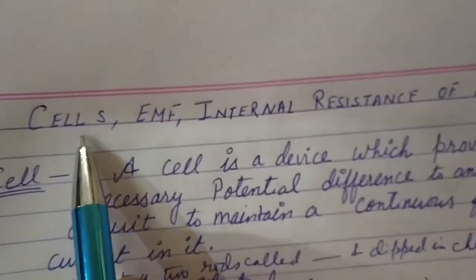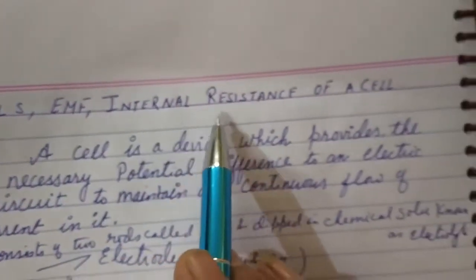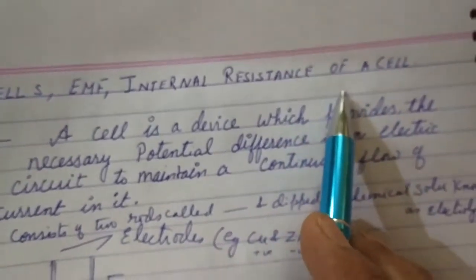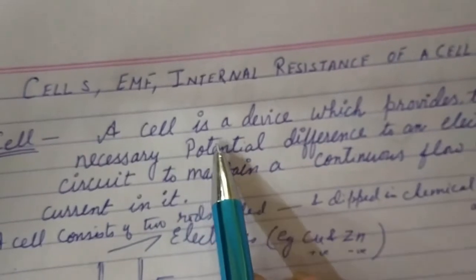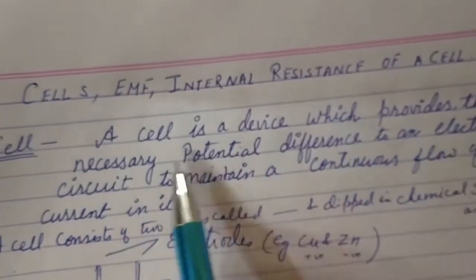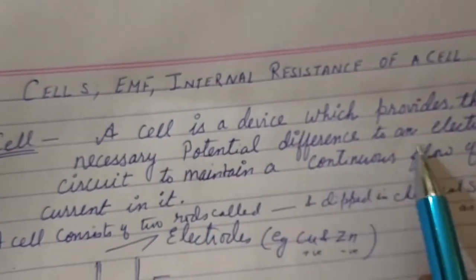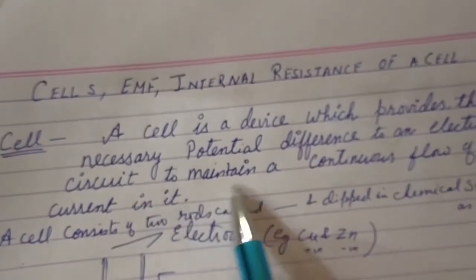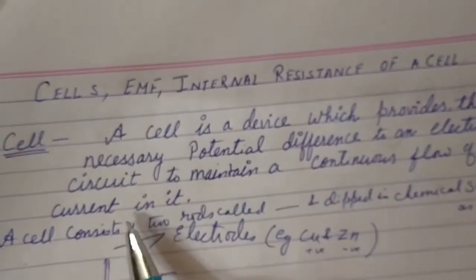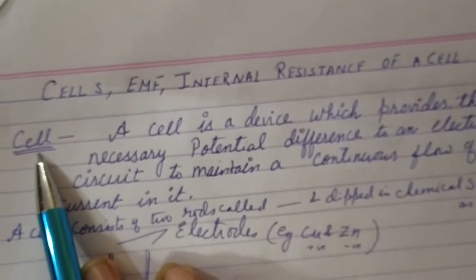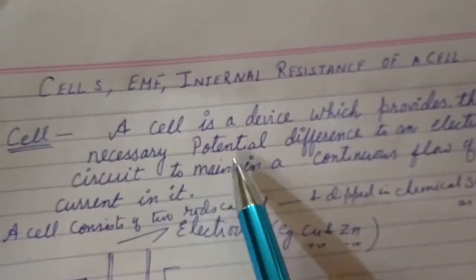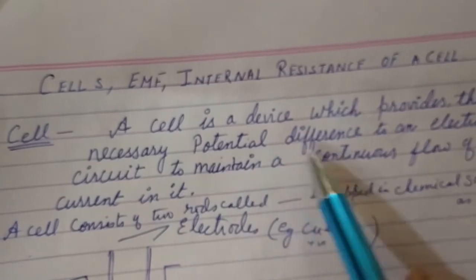So next is cell EMF, internal resistance of a cell. So first is, what is a cell? A cell is a device which provides the necessary potential difference to an electric circuit to maintain a continuous flow of current in it. That is known as a cell, which provides the potential difference, and potential difference is needed for the flow of current.